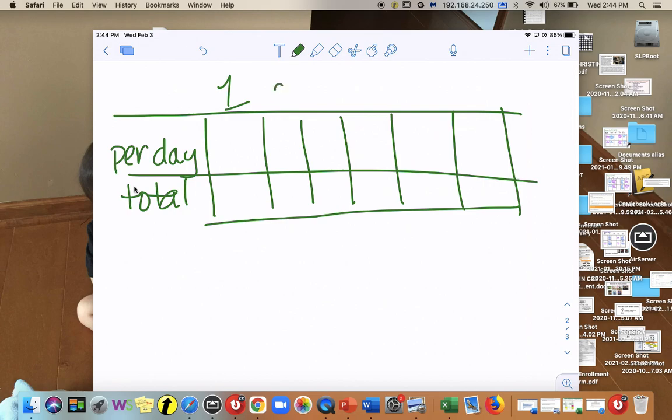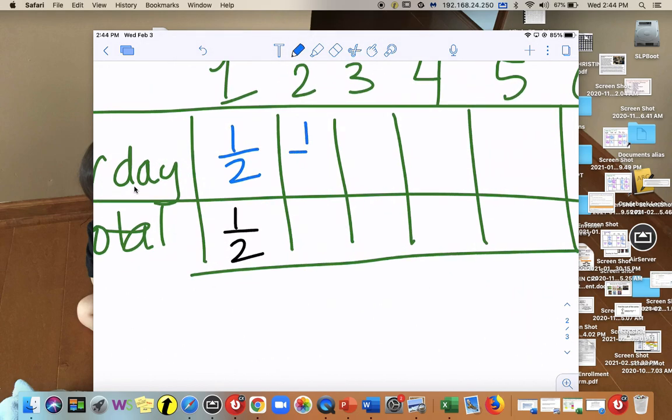And then here's day 1, day 2, day 3, day 4, day 5, day 6, day 7. All right, so on the first day, I eat half of the pie, and then there's half left over, and half I've eaten total. The next day, I eat half of a half, which is 1/4.